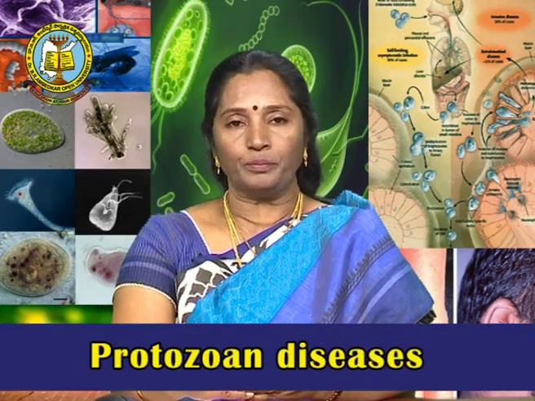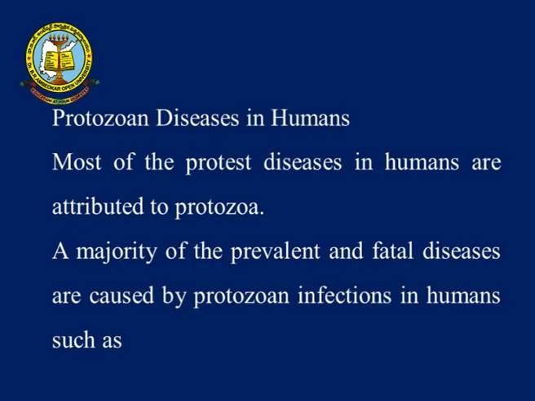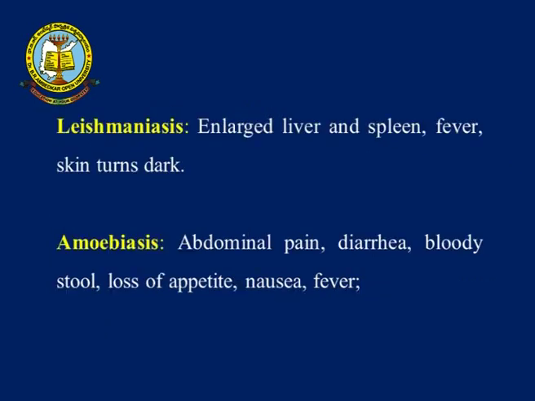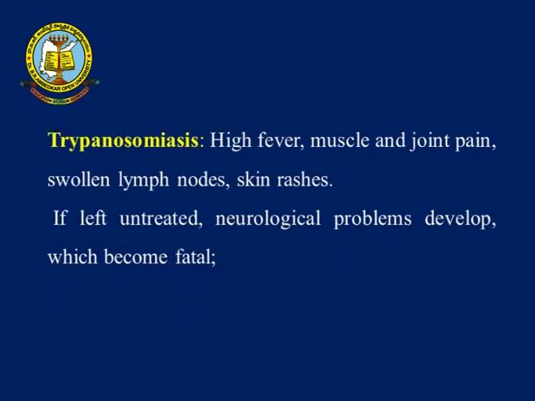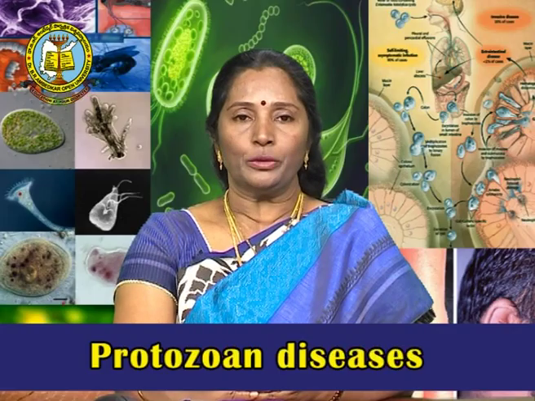Now, protozoan diseases in humans are attributed to different types of protozoans which are prevalent and fatal. Fatal, that is, they are going to kill the person. These are caused by infectious protozoans in humans such as Leishmaniasis, Amoebiasis and Trypanosomiasis. Now, what is Leishmaniasis?